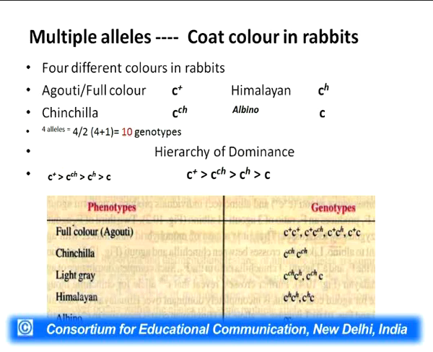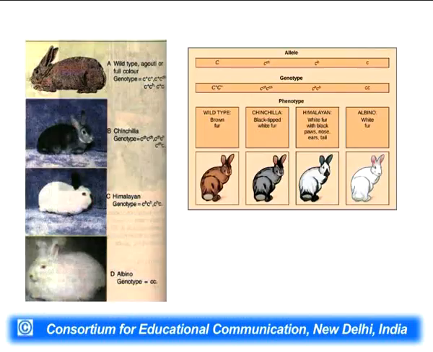So, that means if there are 4 alleles, how many different types of genotypes do we have? 4 by 2 into 4 plus 1, because it was n by 2 into n plus 1. So, that means 10 different genotypes are there. So, these are the different types of rabbits: the wild, which has a brown fur, and then chinchilla, which has a black tipped and white fur, and the Himalayan, who is white, but then the ears and the tail, they are dark, and of course, an albino, which is white through and through.